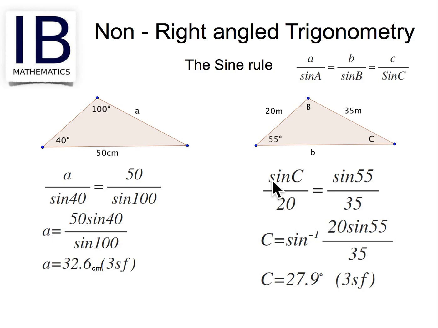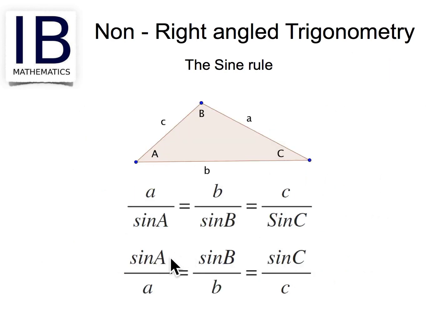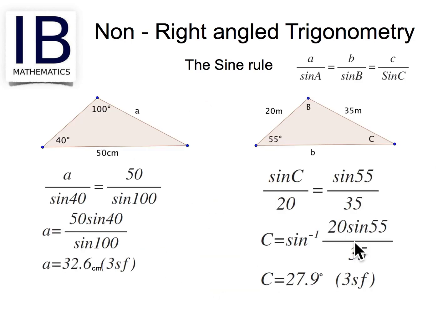It would say that sine of the angle C divided by 20 is equal to sine of the angle 55 divided by 35. You'll notice I've used the other form of the sine rule there with the sines on the top because it suits me to have the unknown in the numerator. Then I will simply multiply both sides by 20, so I've got 20 sine 55 over 35, and take the inverse sine, and I'll get 27.9 degrees to three significant figures.